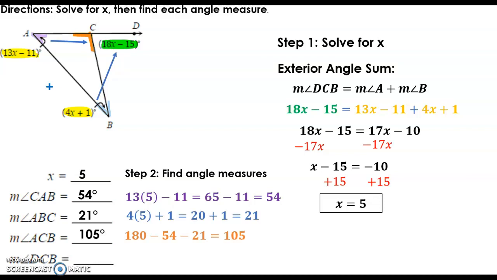And now let's look at this last one. We have the measure of DCB. That is our exterior angle. So we're going to plug that in and we'll get 18 times 5 minus 15 equals 75. So we'll get 75 degrees.